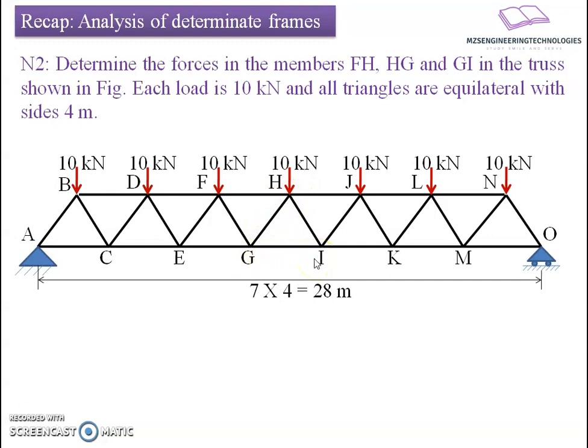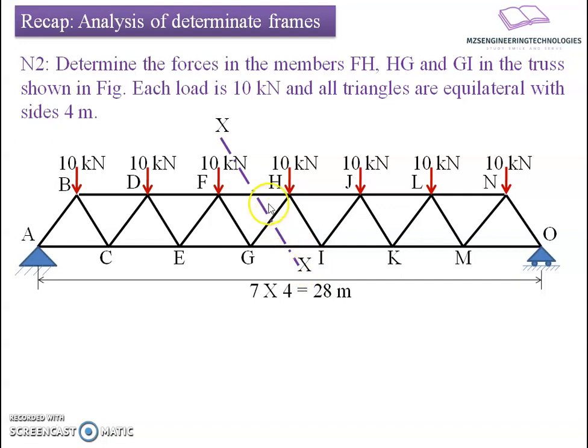For this, I will not analyze the truss by the joint method, because I am not interested in knowing the forces in the other joints. Simply, I am going to estimate the forces carried by these three members which have been addressed here. So for that purpose, I will pass a section through the truss such that it cuts all the members FG, FH, HG and GI.